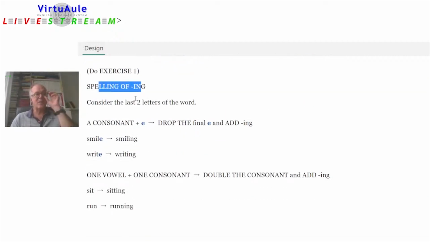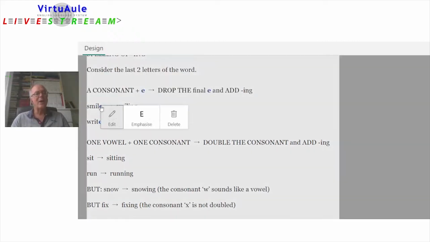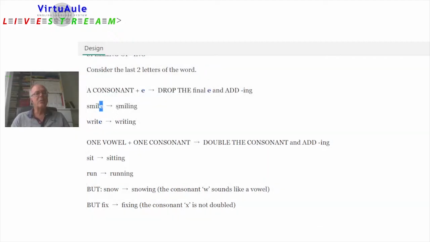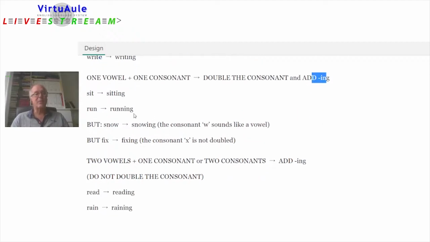Let's look at the spelling, okay? Consider the last two letters of the word. If we have a consonant and then we have an E, you must drop the final E and add ing. For example, smile, finishing with an E, so we eliminate the last E and we add ing. Smiling. Write, writing. Okay, if there is one vowel and one consonant, then we double the consonant and add ing, just like we did with the past tense regular verbs.